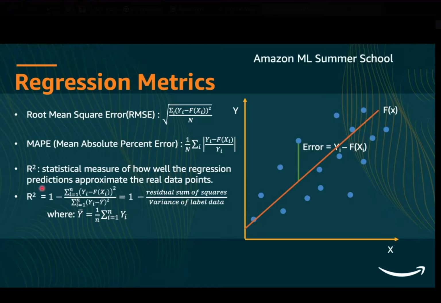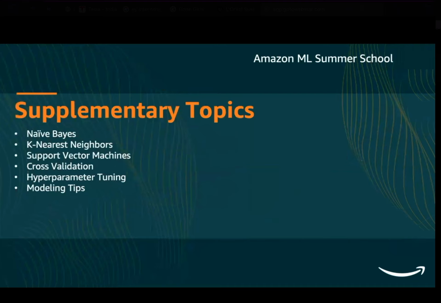So the formula is given by this. y_i minus f(x_i) is basically the square of the error. y_i minus y bar is the variance of the label data, how this data is varying across the mean of these labels. And R square is basically 1 minus the residual sum of squares over the variance of the label data. Okay. Now we'll move to some supplementary topics such as naive Bayes, k-nearest classifier, and so on and so forth.